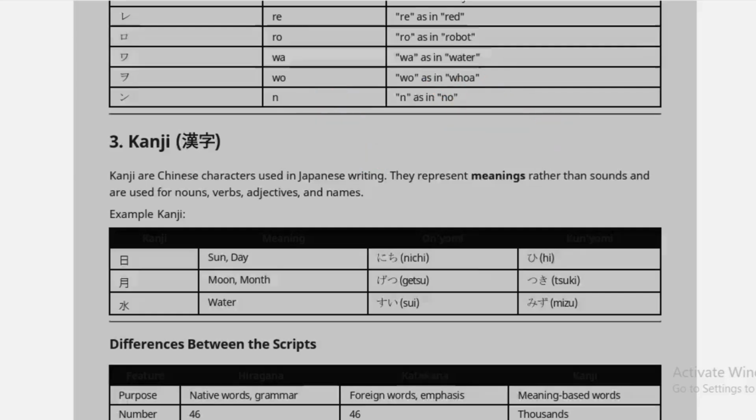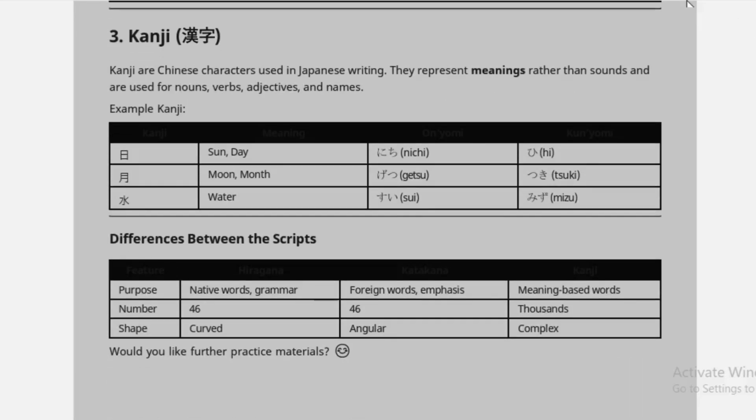So now let's see some kanji. As I already told you, kanji are Chinese characters adopted by Japan. This is hi, which means day and sun, and the sounds are nichi and hi. This is moon and month, and the sounds are getsu and tsuki. This is mizu, meaning water, and sui and mizu are the sounds.